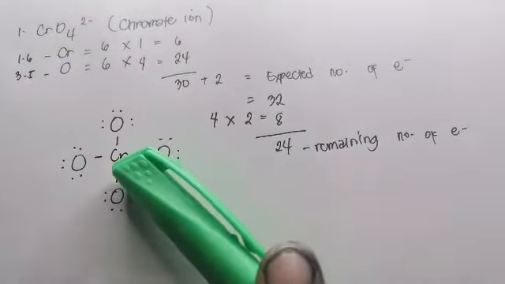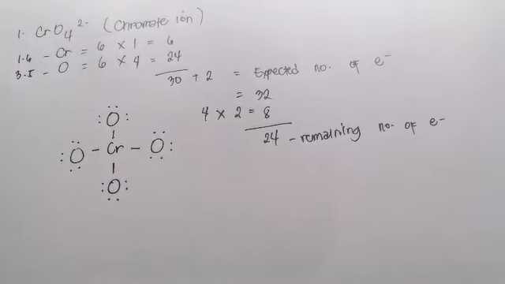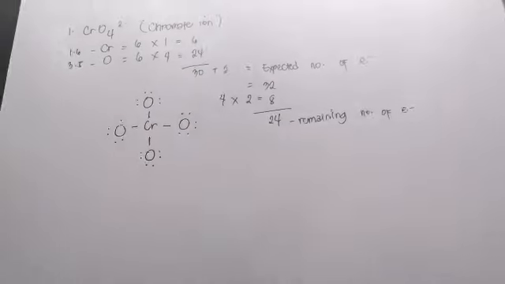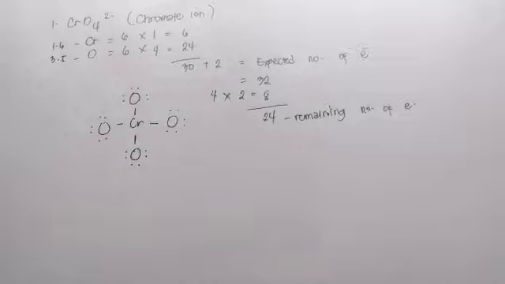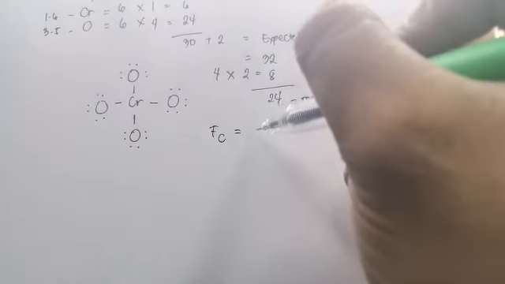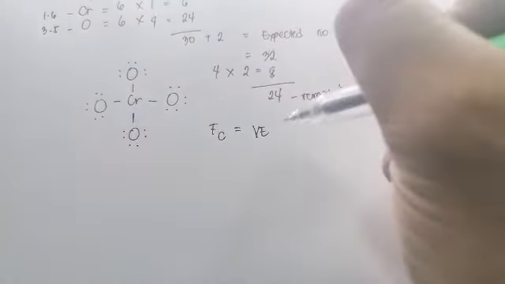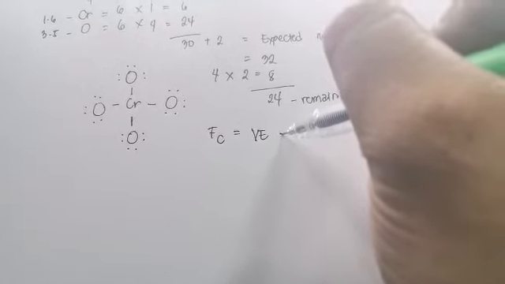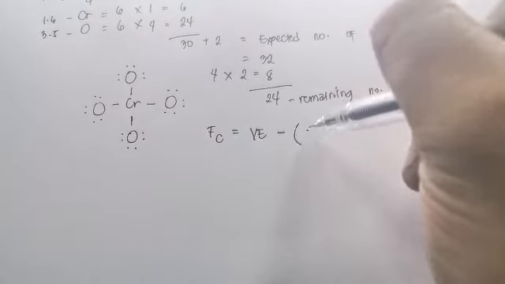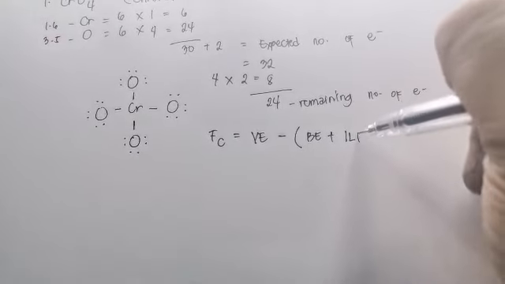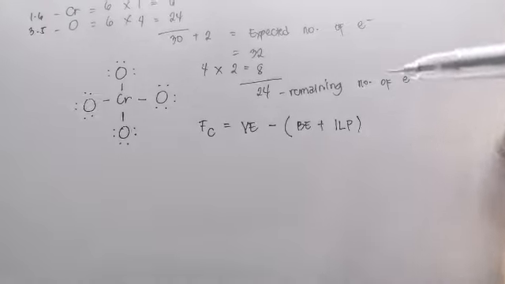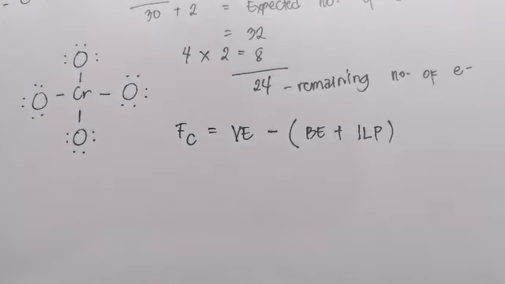Take note, yung chromium po, kailangan po 0 yung charge. Okay. So, paano natin ma-determine kung 0 na po yung charge? Take note, always to follow this formula. We have the formal charge, or FC, is equal to valence electron minus the bonded electrons plus the individual lone pair, or also known as the non-bonding electrons.